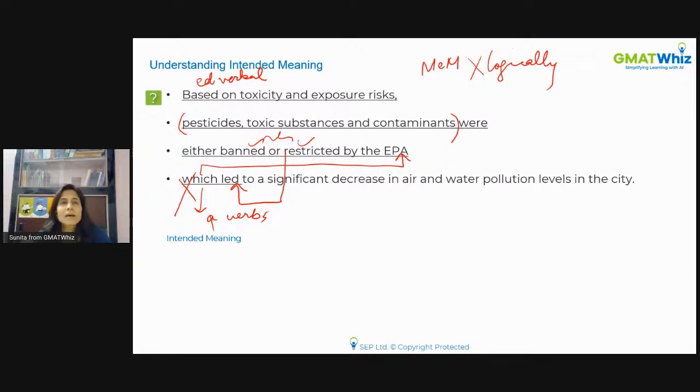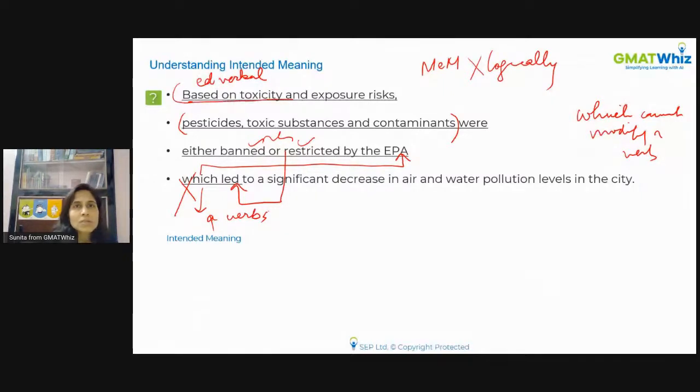Very clearly this which, the relative pronoun clause, is referring to a verb, which is not allowed. Which cannot modify a verb. So that's your takeaway here: which cannot modify a verb. Of course, this was not the main intention of this sentence. Now we still have to account for this based on toxicity.